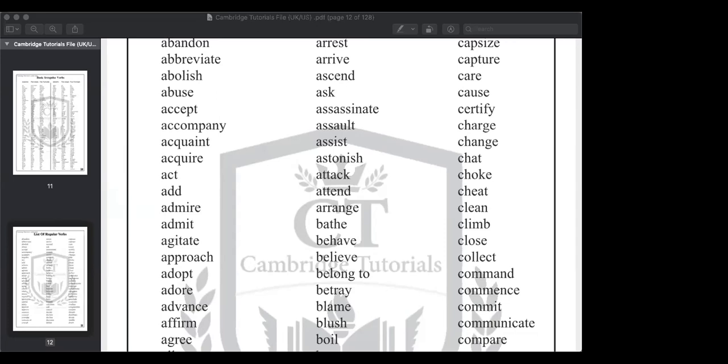Good. She was completing the work. Was she completing the work? She wasn't completing the work. Completing the work. Good. His voice was breaking. Was his voice breaking? His voice wasn't breaking. Good. He was having a lunch.